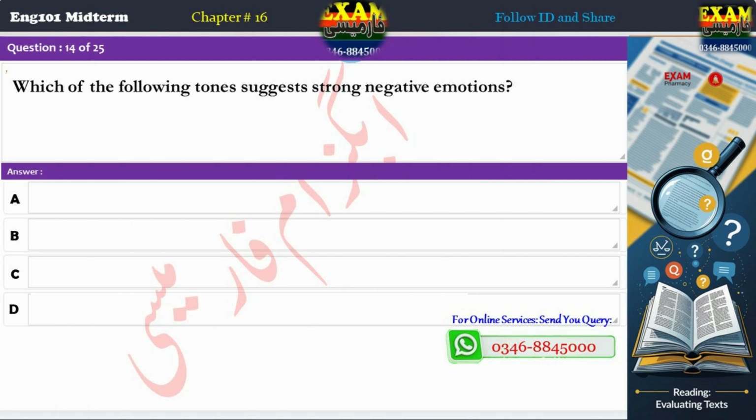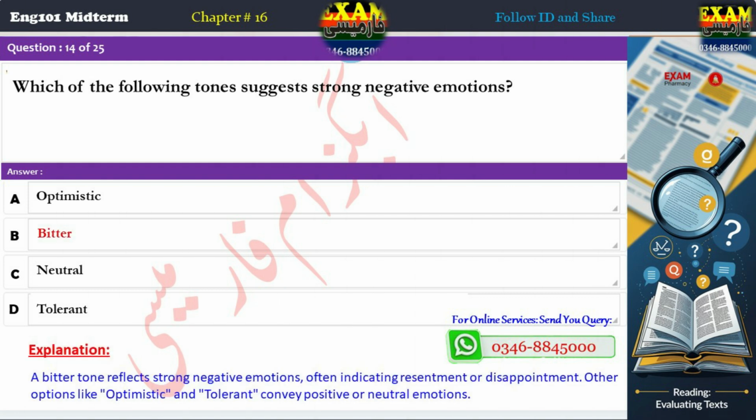Question 14. Which of the following tones suggests strong negative emotions? A. Optimistic. B. Bitter. C. Neutral. D. Tolerant. Correct answer. B. Bitter. Explanation. A bitter tone reflects strong negative emotions, often indicating resentment or disappointment. Other options like optimistic and tolerant convey positive or neutral emotions.